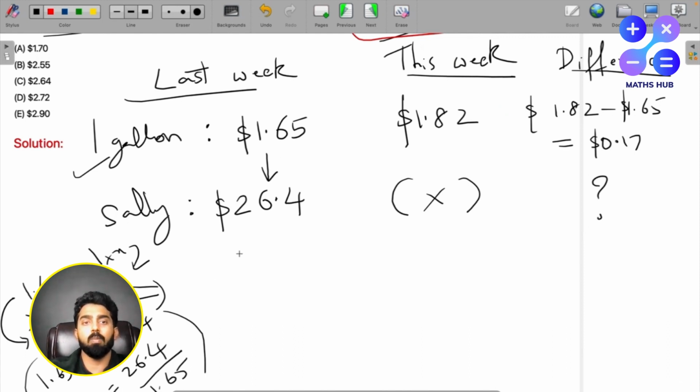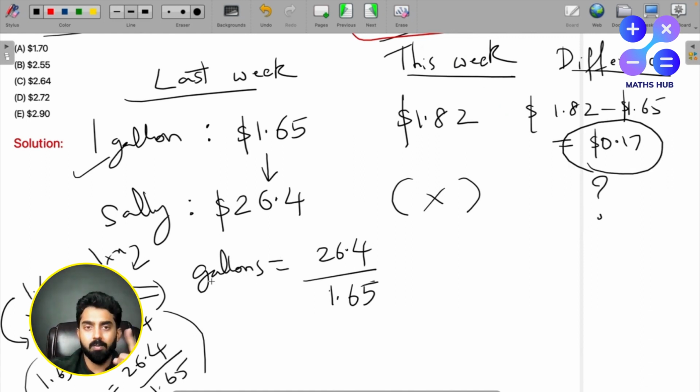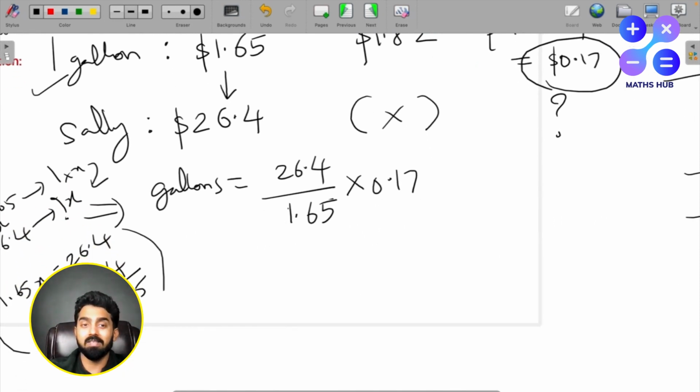So we need to find the number of gallons, 26.4 by 1.65, and figure out how much more she paid. We know it's $0.17 per gallon. So if the number of gallons is this much, for 1 gallon it is 0.17, what will the total be? These numbers are a little tricky.